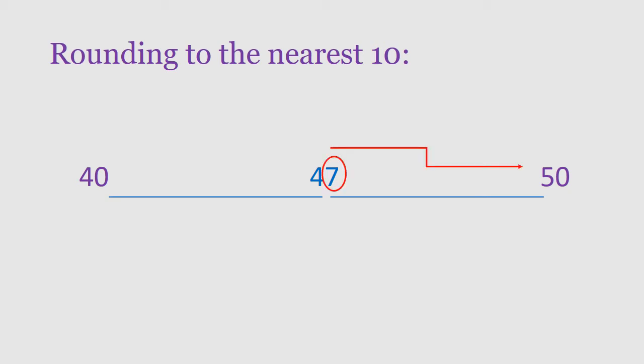I'm then going to look at the next column on the right of my 10s, which is my ones column. In my ones column, I have 7 digits. 7 is above 5, so I'm going to follow my high five rounding rule, and that number shows me that I am going to be rounding up to 50.